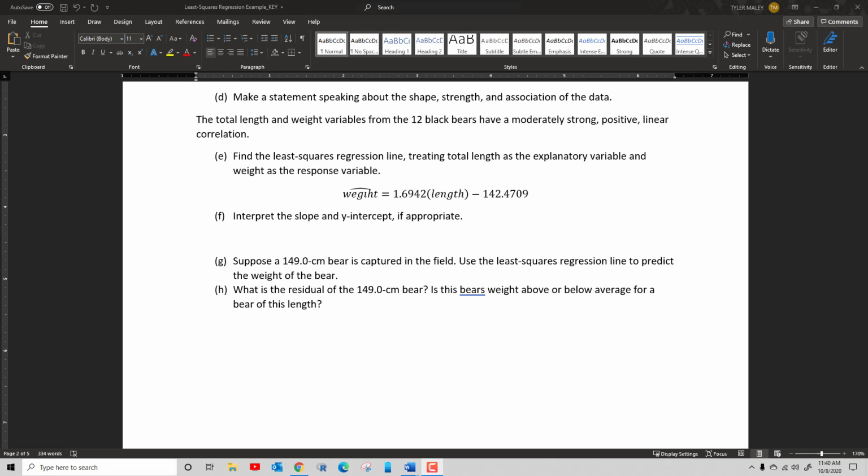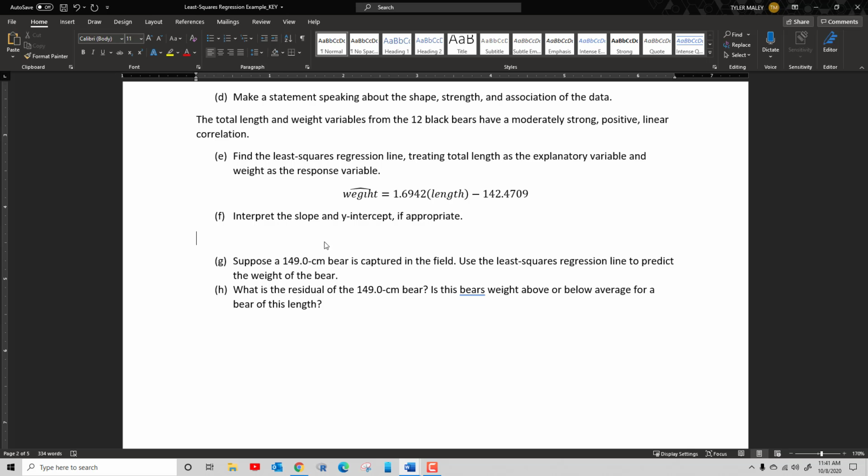Right, so now we're asked to interpret the slope and y-intercept if appropriate. So we could interpret the slope. The change in x is 1 centimeter, right? So in other words, that slope value is positive, so we're going to increase 1.69 kilograms. That's what our weight's measured in, for every one additional centimeter in length, right?